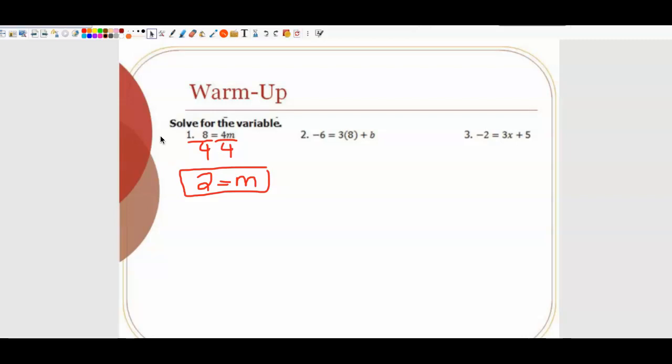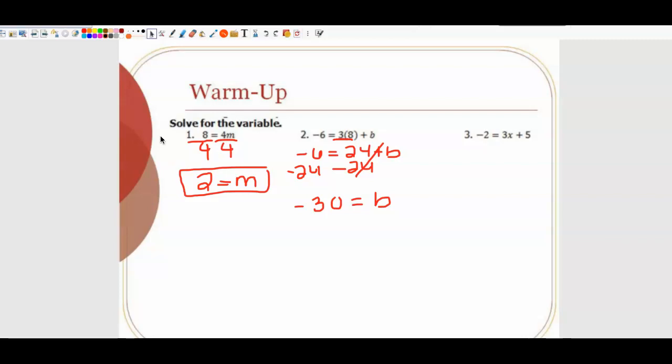And number 2, first you're going to multiply 3 times 8 to give you 24. And then we're going to solve for our variable by just subtracting 24 from both sides. And we get negative 30 is equal to b.